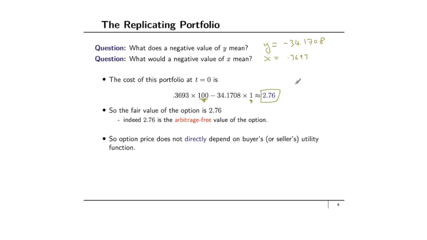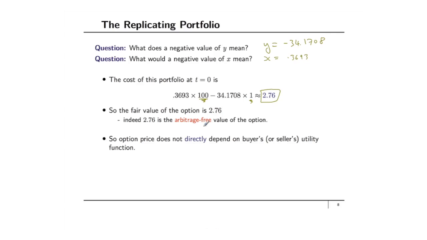This is how much it costs to actually put on the position. So I borrow $34.1708 and I purchase 0.3693 units of the shares, and that comes to a total of 2.76. So that, I argue, is the arbitrage-free value of the option. Now let's pause for a second here and think about this. I'm claiming 2.76 is the fair value of the option in this model. In fact, I'm saying it's the arbitrage-free value of the option in this model.